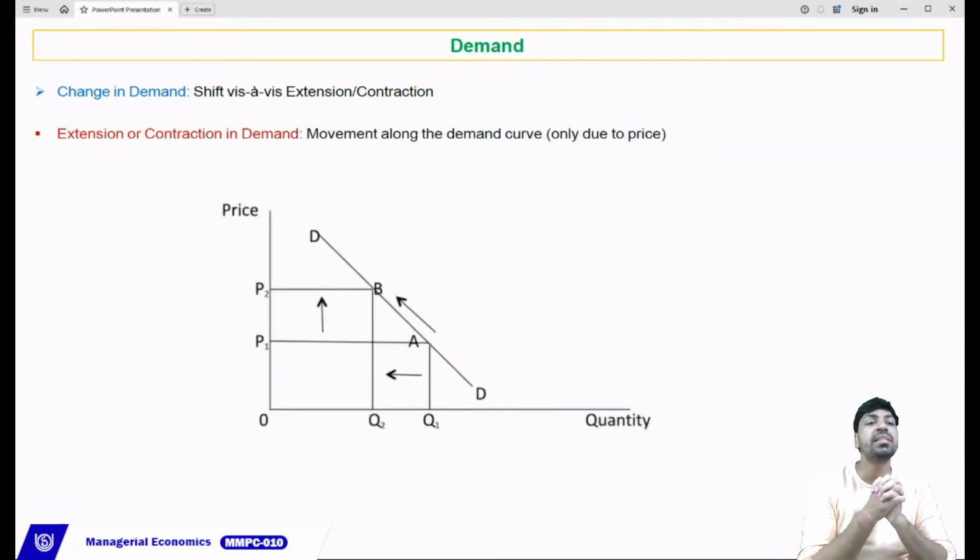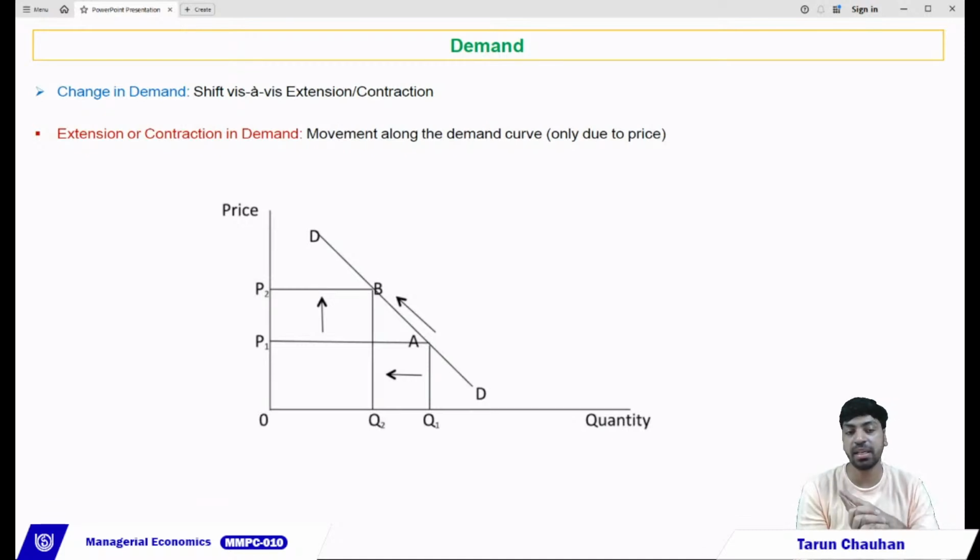The next concept, which is a very important concept, is the extension or contraction in demand. This refers to a movement along the demand curve just due to a price change. This is called a contraction in demand. Why is it contraction? What is the meaning of contraction? If there is an increase in the price due to which there is a decline in the quantity, that's called contraction.